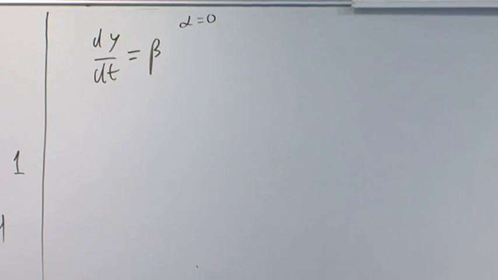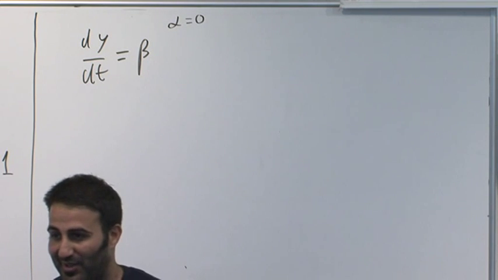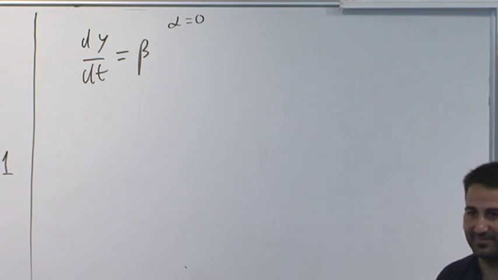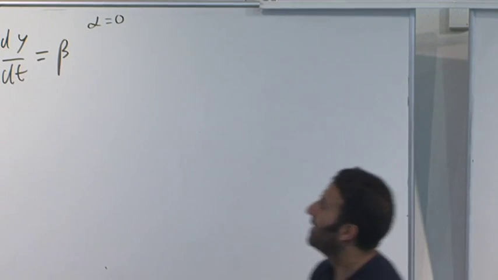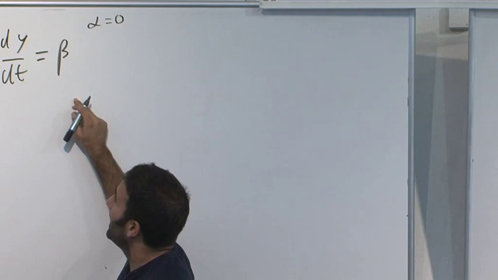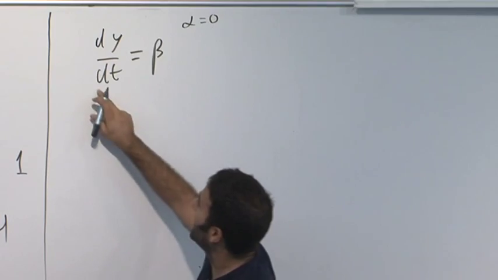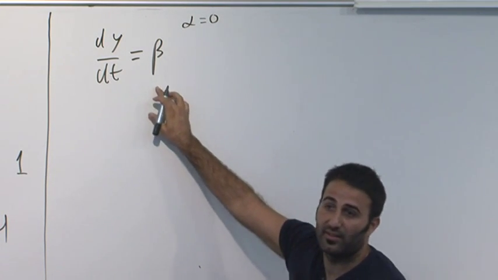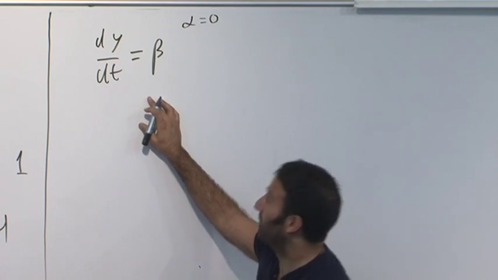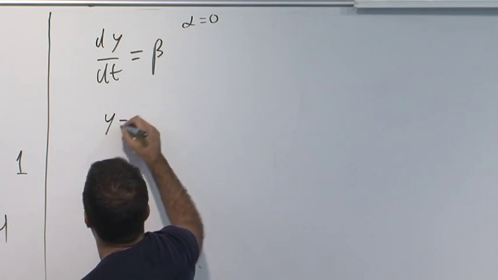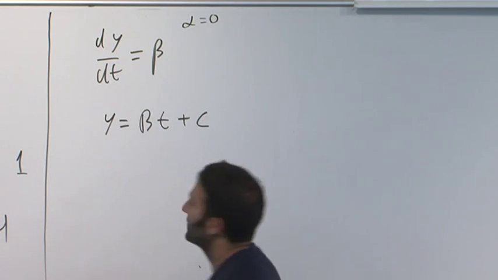So this is the simplest case of that function. Anybody knows the solution? Anybody can guess? Okay, let's try a different way. How do we solve it? We need to know what kind of function, if we take the derivative of it, it will be a constant. Anybody? Right? Beta t, right? Y equals beta t plus some function of initial conditions.